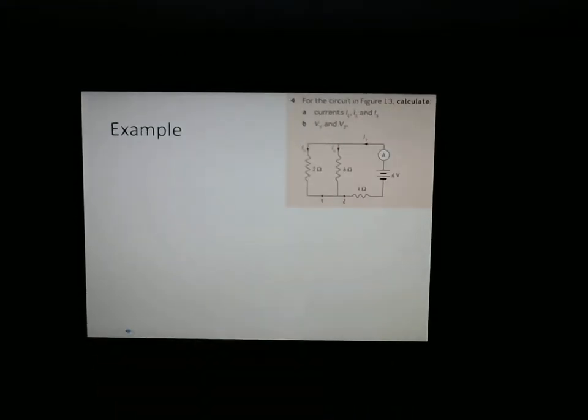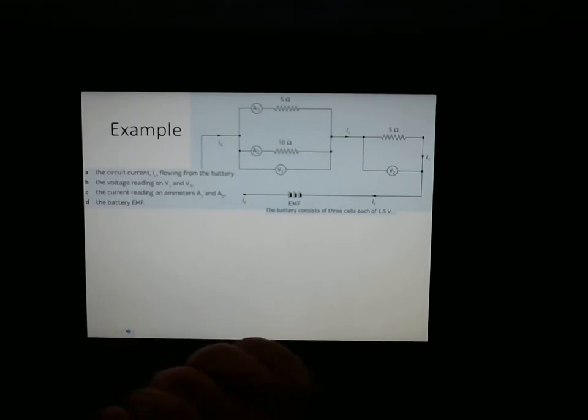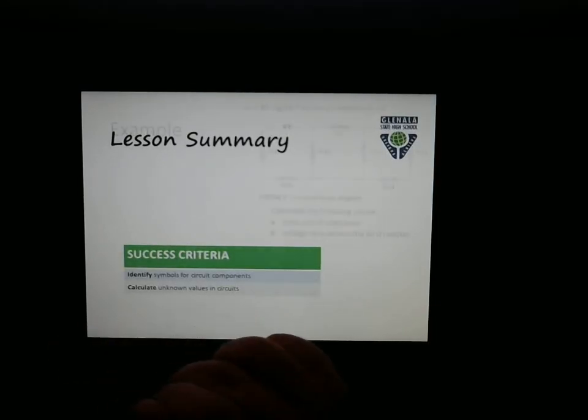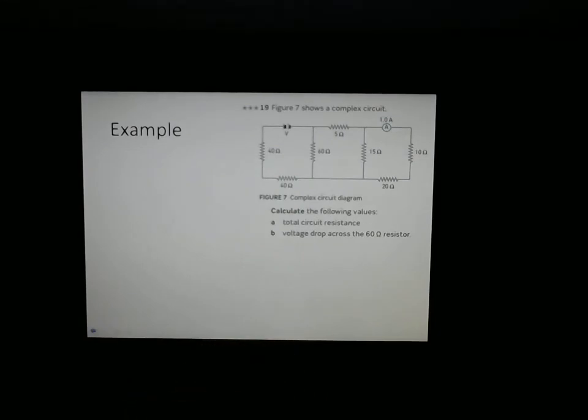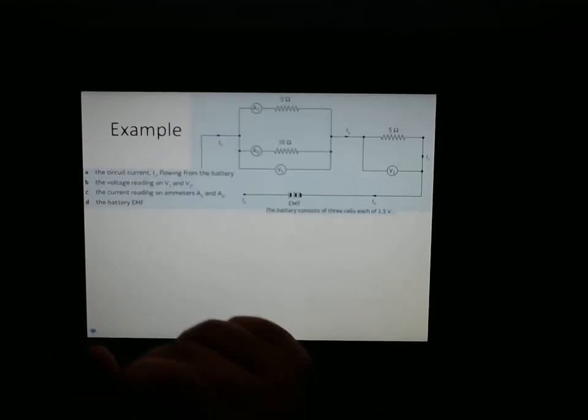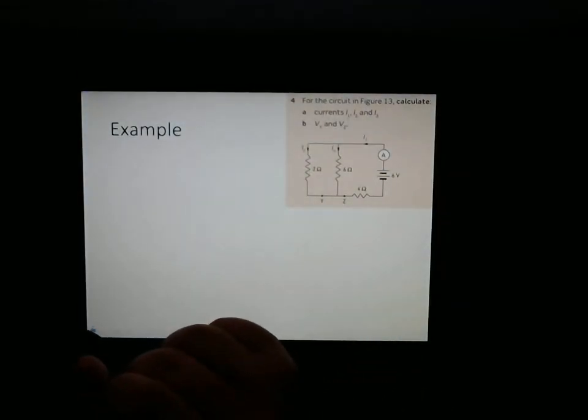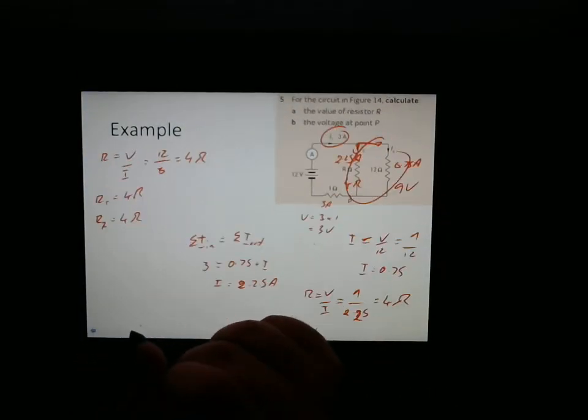Okay, how many more examples did I put on this? That's right, I put a few examples on. Where were we up to? Ooh, apologies for that.